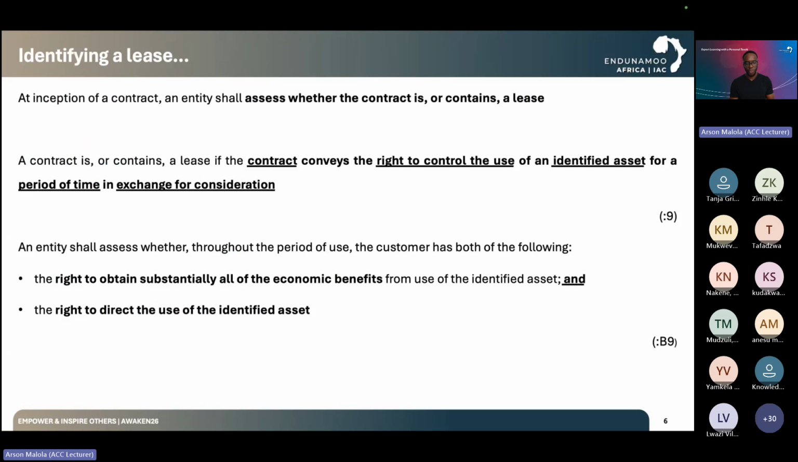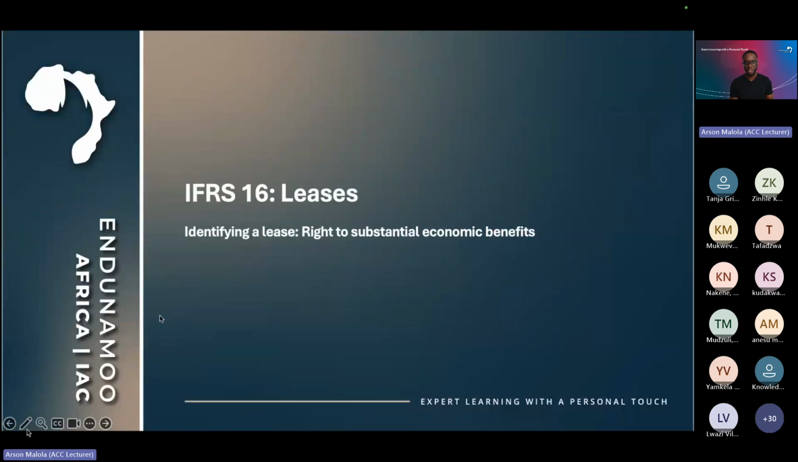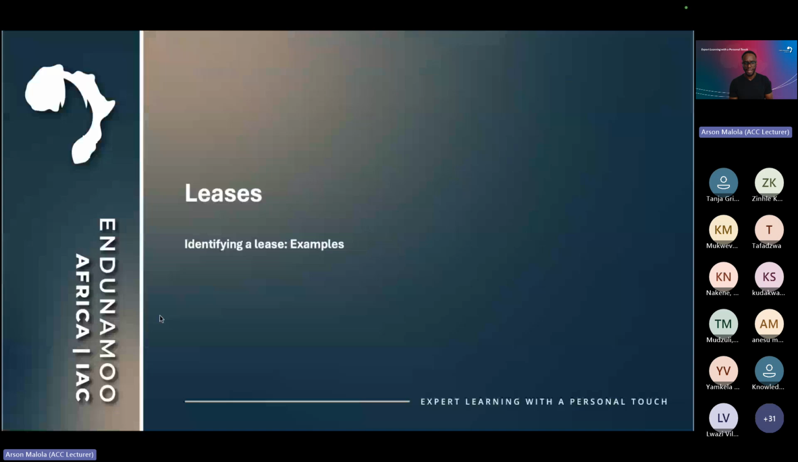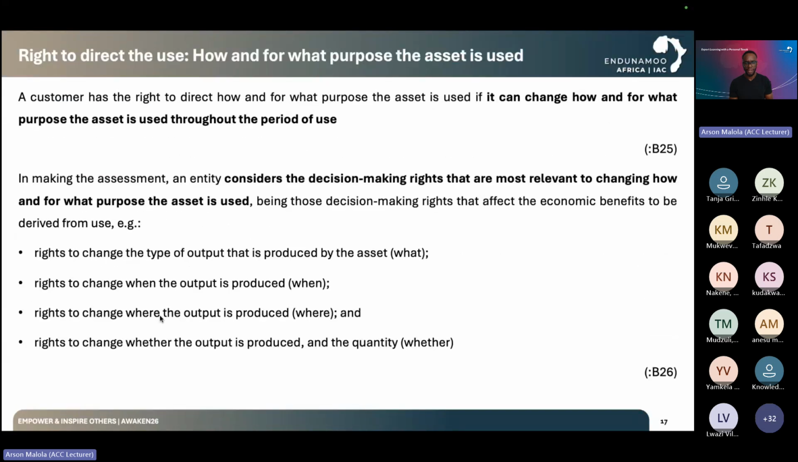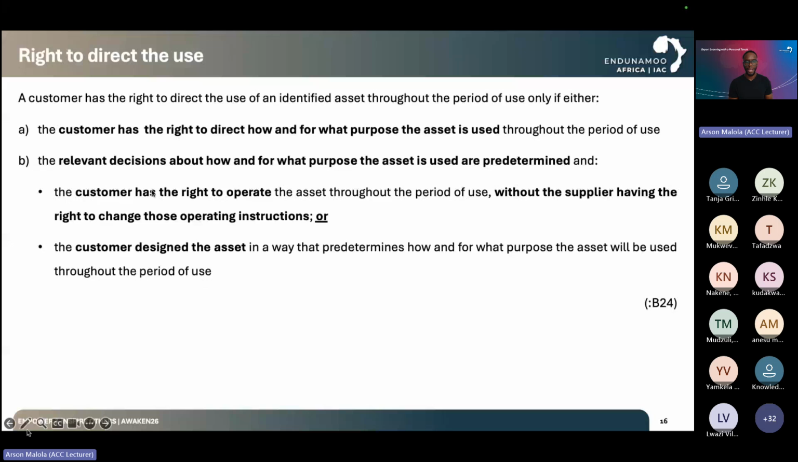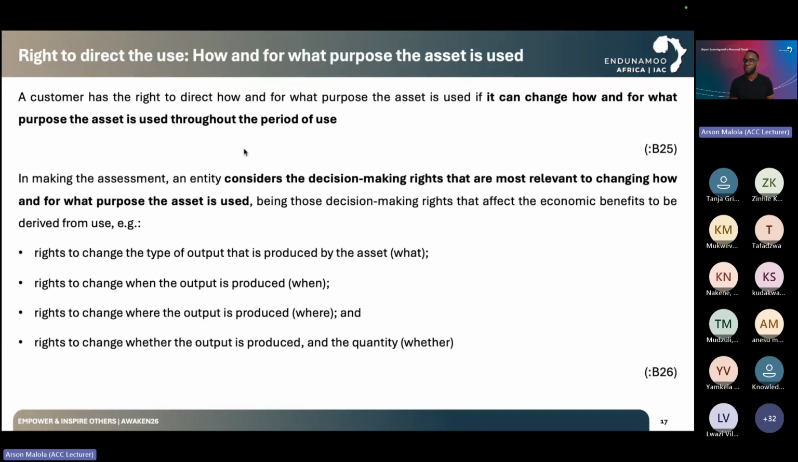And then when assessing who has the right to direct the use of the asset, that becomes a little bit more tricky. Just flip all the way back here, because there you have to talk about the how and for what purpose. So who has the right to direct the how and for what purpose the asset is used? And to do that, you have all of these questions that you can ask. Who has the right to decide what we do with the asset, when we use the asset, where we use the asset, and whether we use the asset? If you think about all of those areas, not all of them will always be applicable. Sometimes there will only be 2 decisions that are relevant, sometimes 3, sometimes only 1, depending on the asset and how it is used.